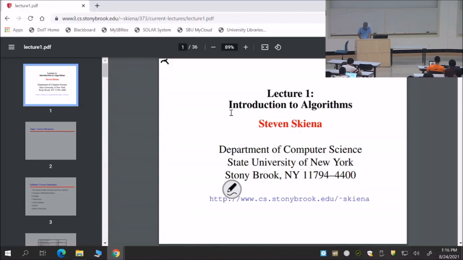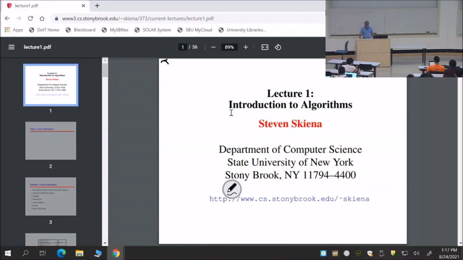So what I'm now going to read off of is the syllabus, which is on our course webpage. What is the course webpage? The course webpage is www.cs.stonybrook.edu/Skiena, S-K-I-E-N-A, /373. And that's the major course website.